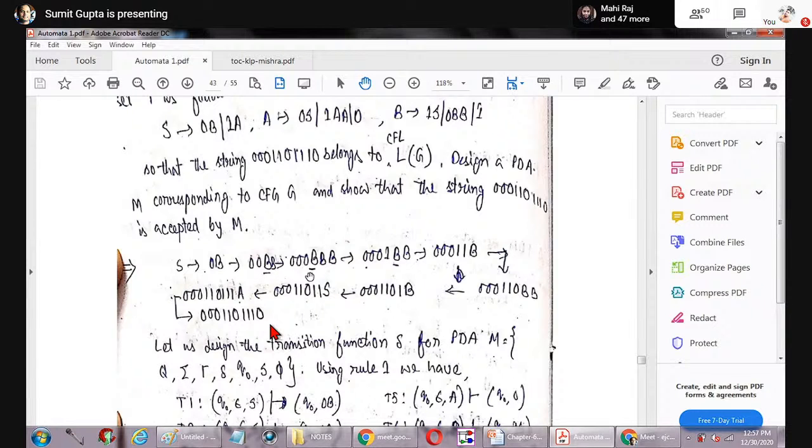Next, so we are basically using the left recursion, isn't it? Left derivation we are using. Are we using the left derivation? Yes, sir. This is just the normal parsing process.